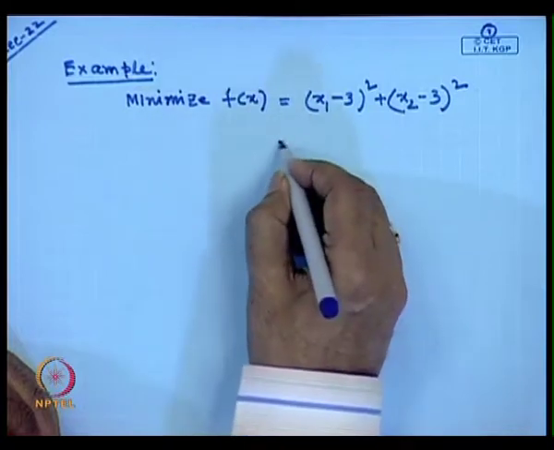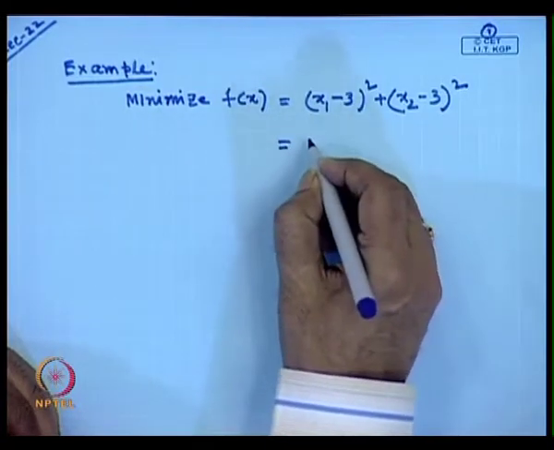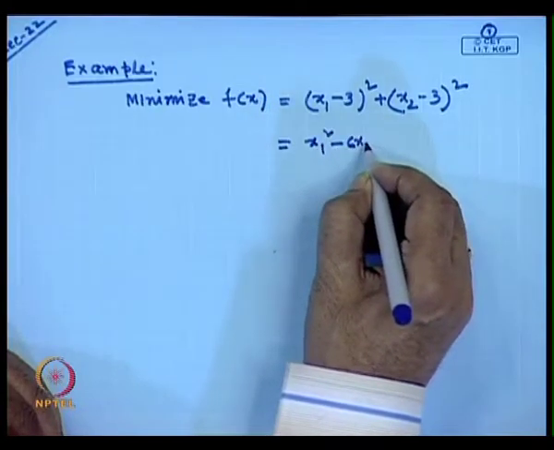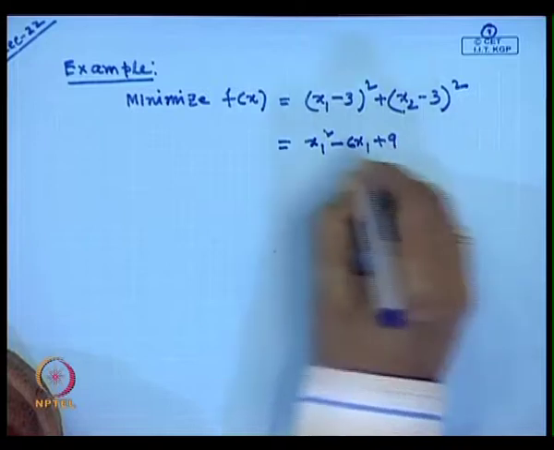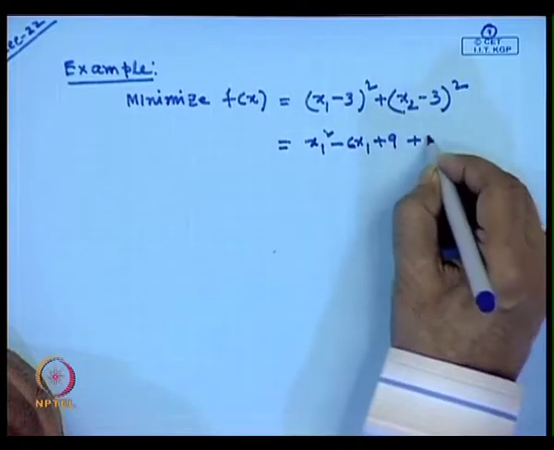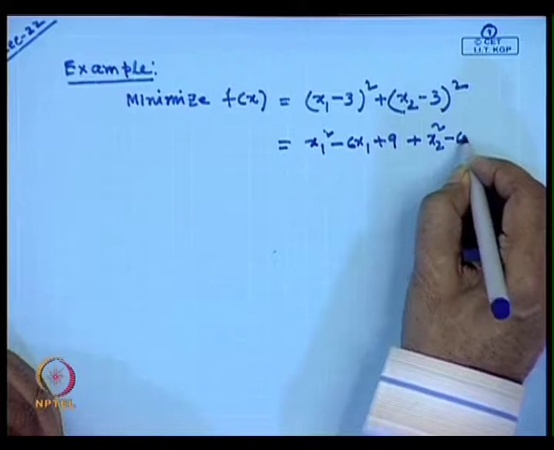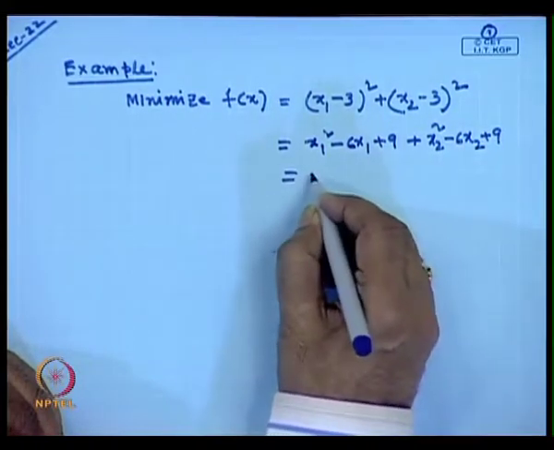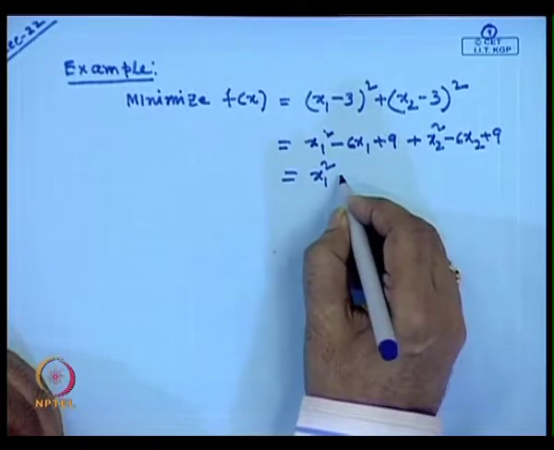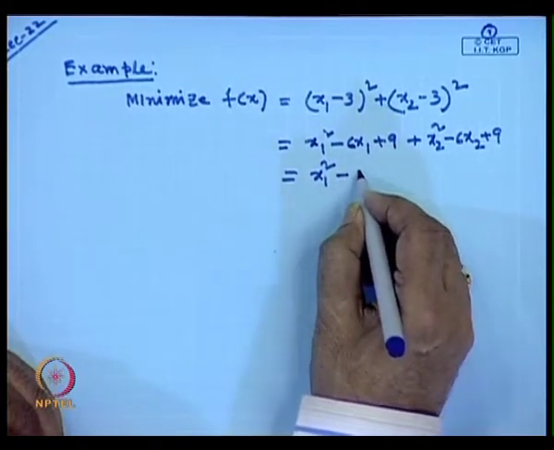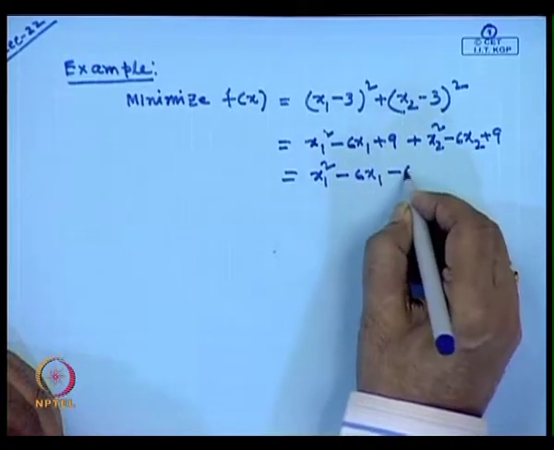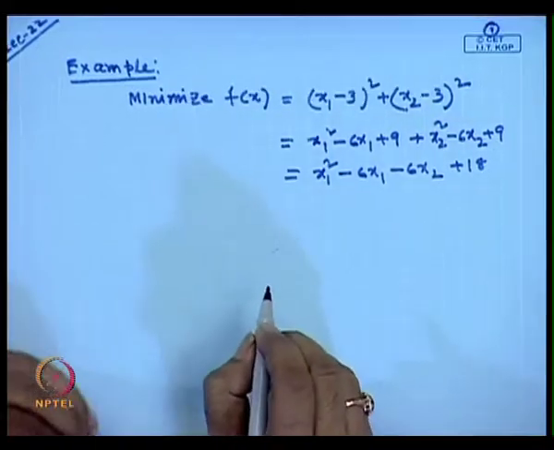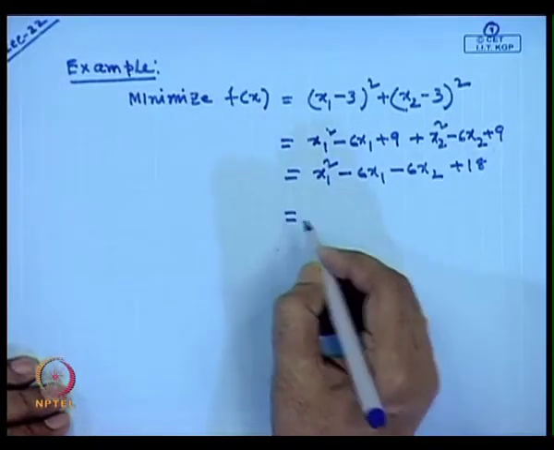If you expand this, we get x1 square minus 6 x1 plus 9 from this factor, and from this factor x2 square minus 6 x2 plus 9. If you simplify, it is x1 square plus x2 square minus 6 x1 minus 6 x2 plus 18. So, you can easily write it in quadratic form this way.